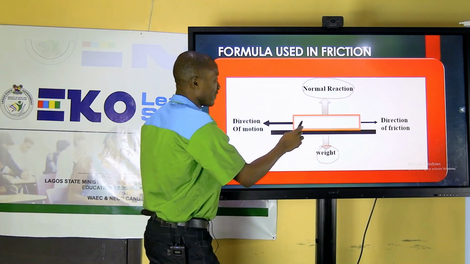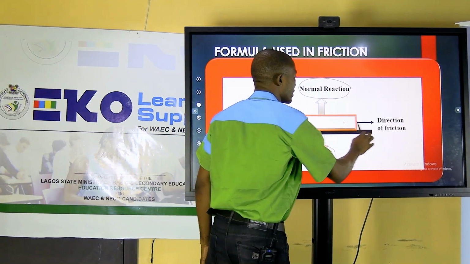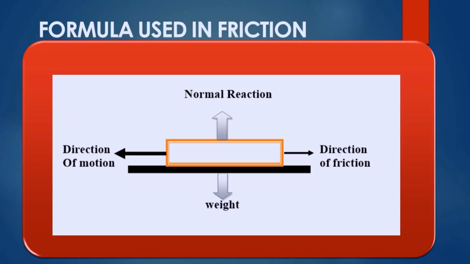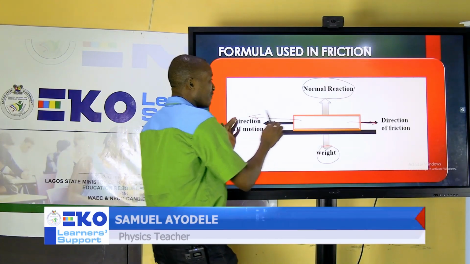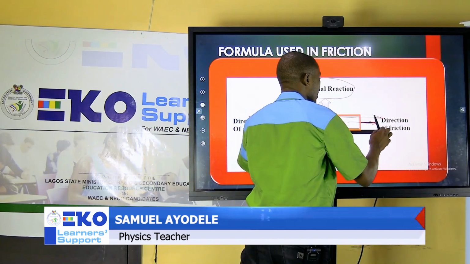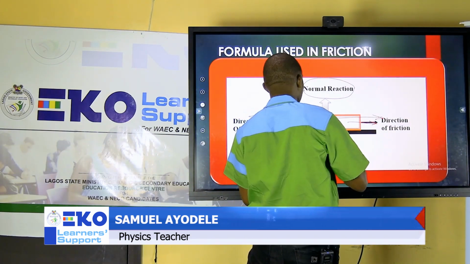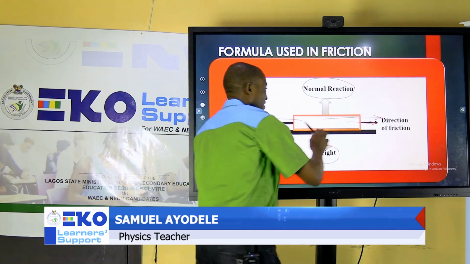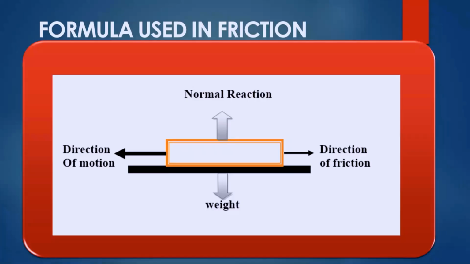And look at it. From frictional force, if the direction of motion is this way, then the direction of friction is opposite. That means the other direction. So look at it now. If the object is to move this way, frictional force will move the other way. Vice versa. If the direction of motion is this way, the direction of friction will be this way. But since it's lying on a horizontal table, the weight goes down while normal reaction goes up.